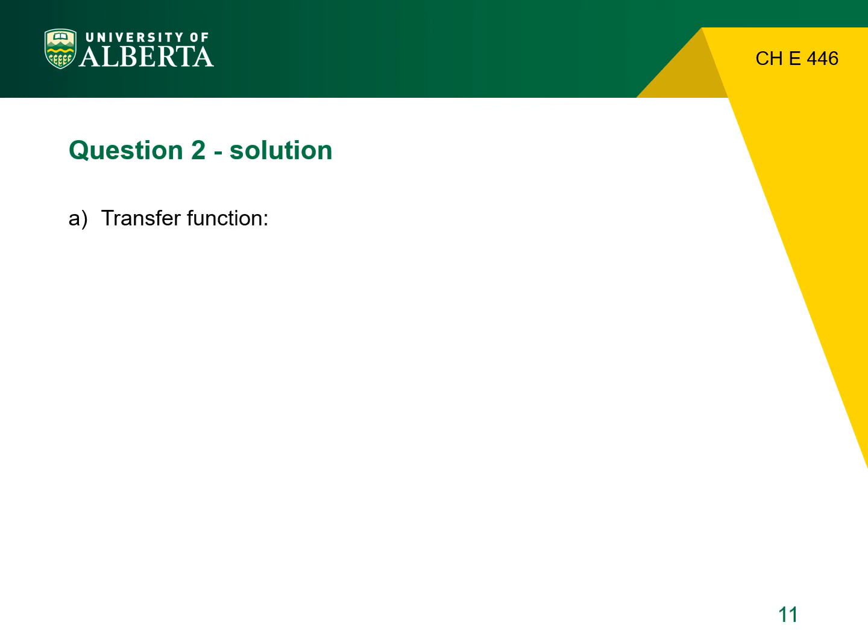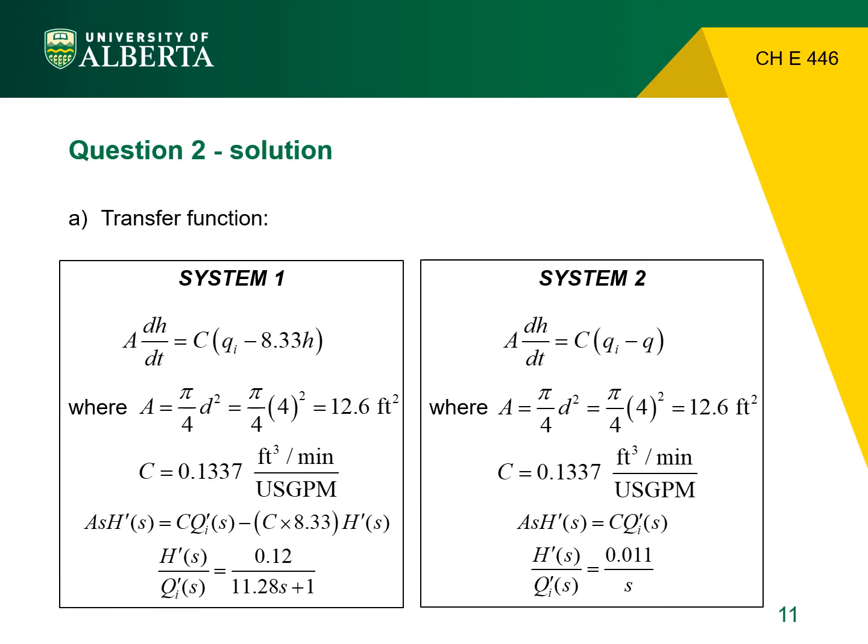The transfer functions for the systems can be calculated through first principles, namely material balance through the law of conservation of mass. For system 1, the outlet flow rate is given by the expression 8.33 times liquid level, and for system 2, the outlet flow rate is a constant value denoted by Q. For both systems, the cross-sectional area is calculated with a diameter of 4 feet.